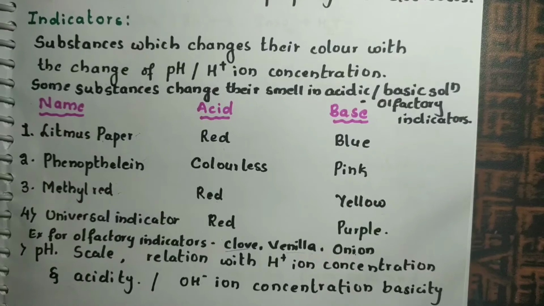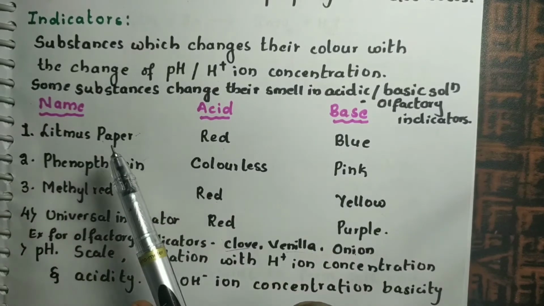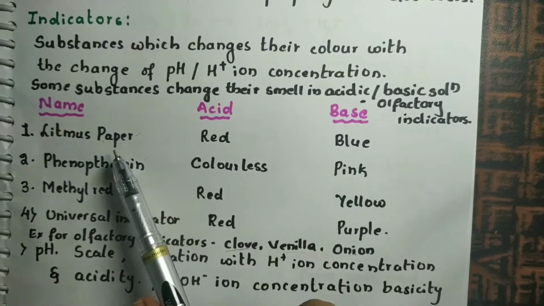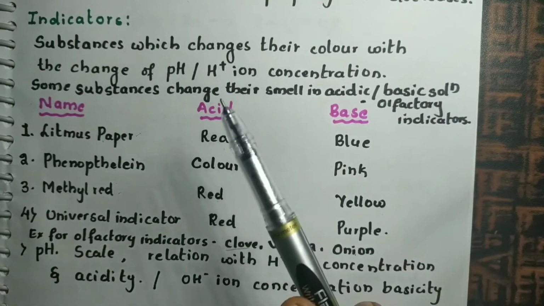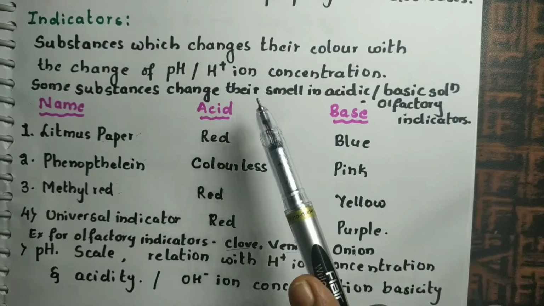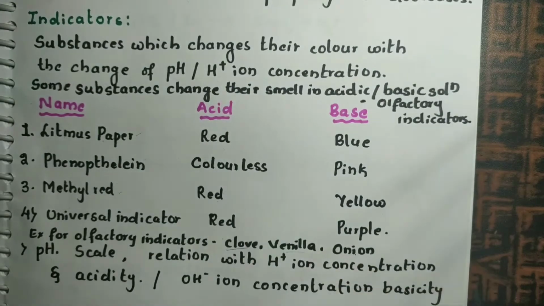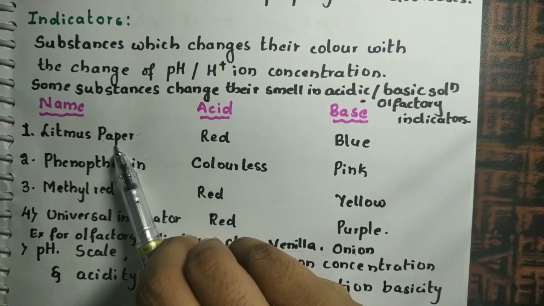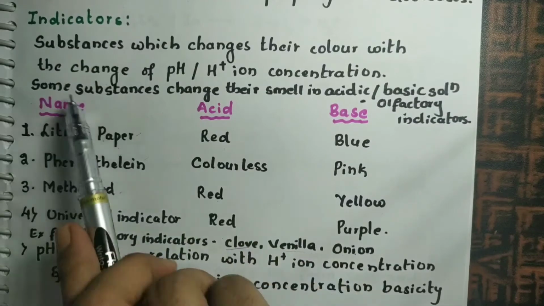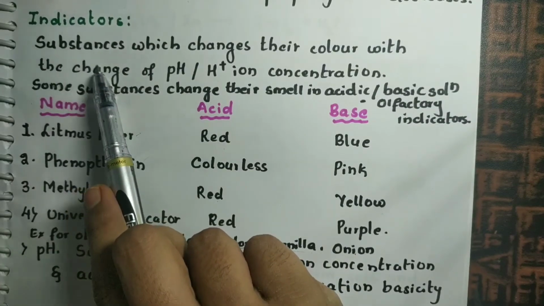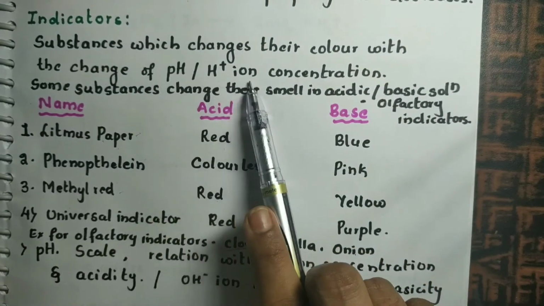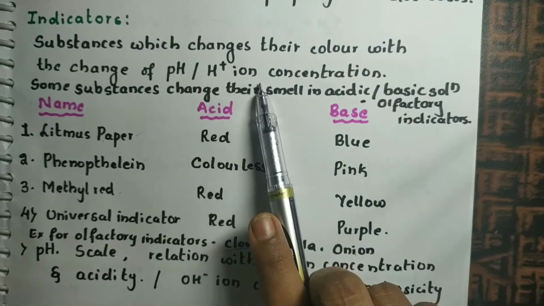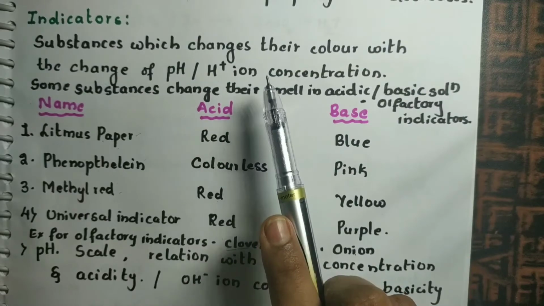We have also come across a word called litmus paper. So what is litmus paper? Litmus paper is an indicator. Indicators are the substances which change their color or their smell when the pH or the H plus ion concentration changes. So they help us to say whether the solution is acidic or basic.